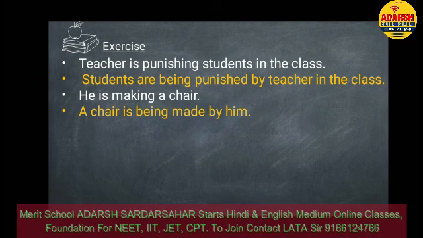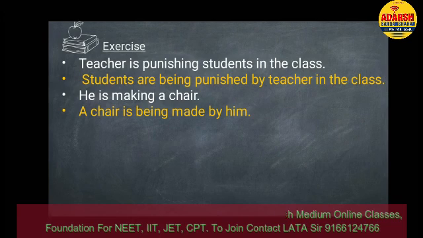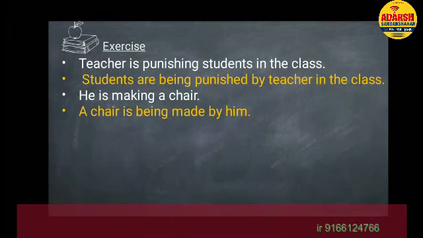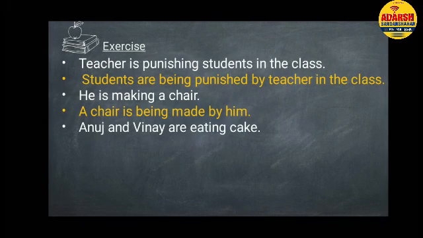So here you can see a chair is being made by him. We use verb's third form, which is made, and put by before a subject. And a chair is singular, so that's why we used here is. So here our sentence is, a chair is being made by him. Let's go to our next sentence, which is, Anuj and Vinay are eating cake.